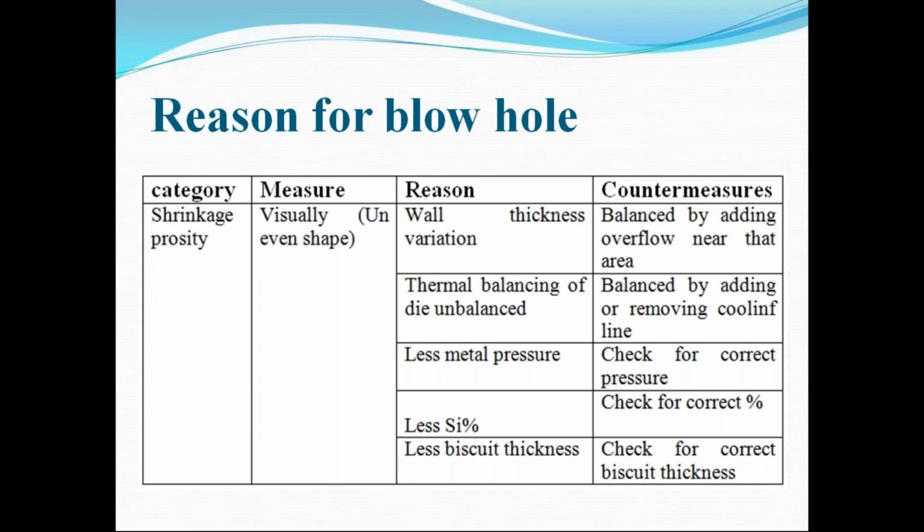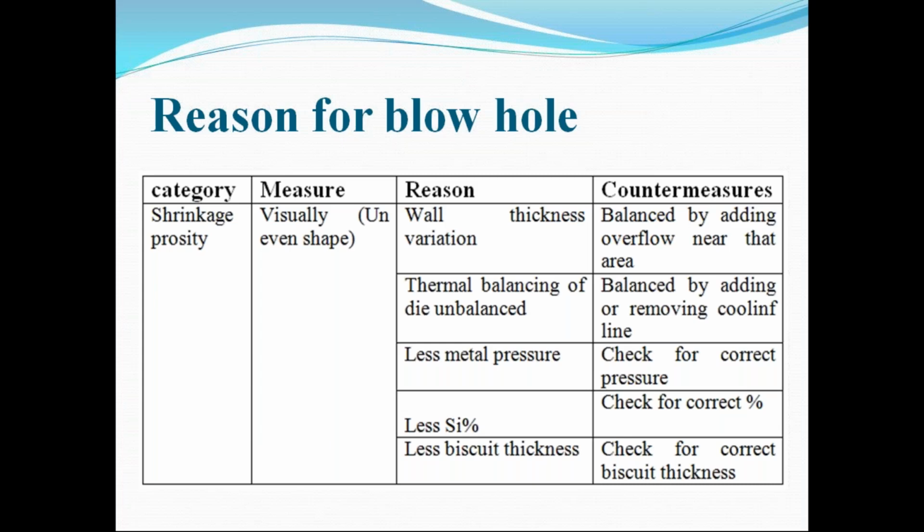Now the next one, this is silicon percentage. With different studies, it is found that when we use the product material with higher silicon percentage, the shrinkage porosity defect is less. Okay, so with higher silicon percentage, we can avoid this problem. Okay, higher silicon percentage and higher melting point temperature.